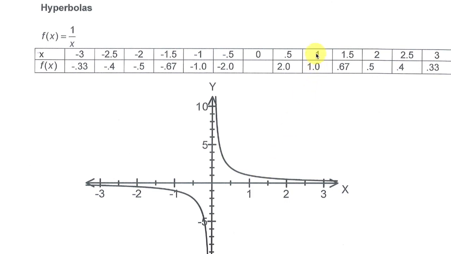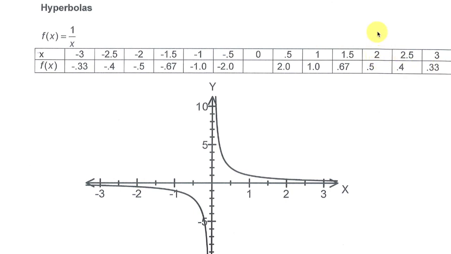If x equals 1, then y will also equal 1. 1 divided by 1 is 1. And so we have the point (1, 1). As the values of x increase, we're going to have 1 divided by an increasing number. So therefore, the result will become smaller and smaller. So as x becomes larger, the values of y become smaller.